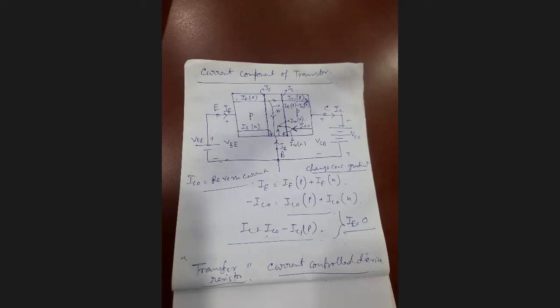Why is the base narrow with respect to the emitter and collector? If the base width is the same as the collector and emitter, most of the carriers are recombined in the base region, and no current can be obtained in the output side. So in that case, we cannot apply amplification. That is why we make the base region very narrow, but it is not fixed.